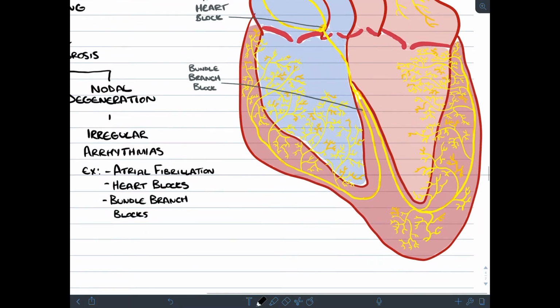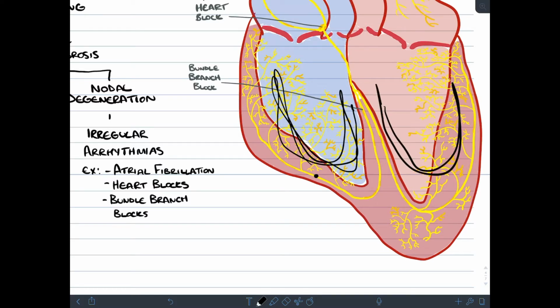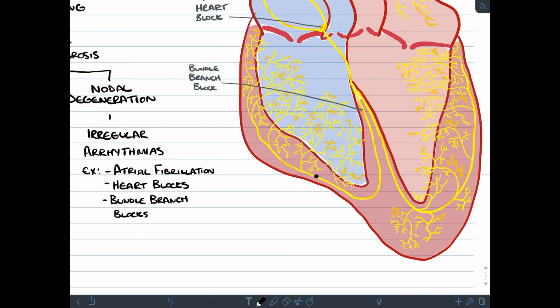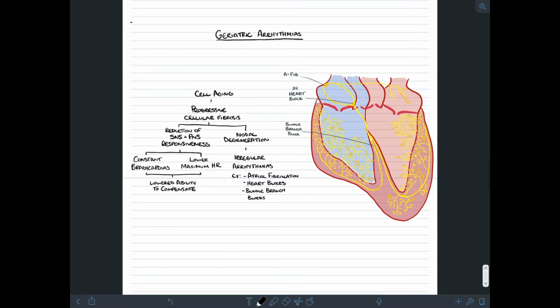Sorry. And really, if we see one of the cells over here starting to be its own pacemaker, now it depolarizes the right ventricle, and then it depolarizes the left ventricle. So then we see the widening of the QRS. So really, that nodal degeneration occurs, and we do get the arrhythmias we do see.